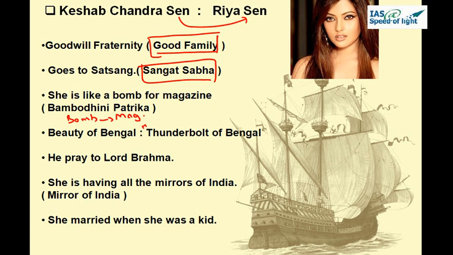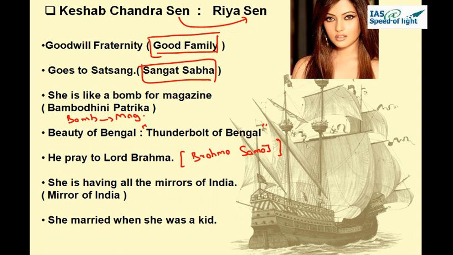He is also known as K.C. Sen, Keshav Chandra Sen, as the Thunderbolt of Bengal. Thunderbolt of Bengal or Beauty of Bengal. So who is the Beauty of Bengal? It is Riya Sen. That is Thunderbolt of Bengal, Keshav Chandra Sen. He prays to Lord Brahma, or he was associated with Brahmo Samaj.